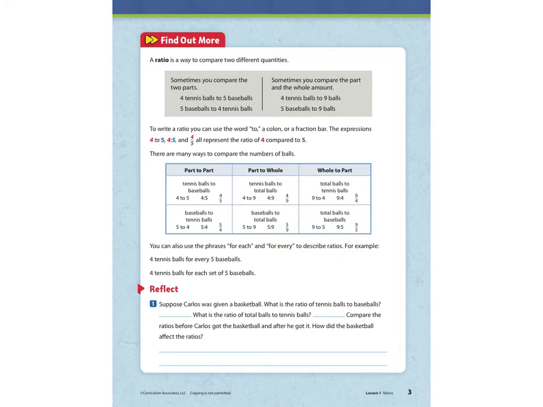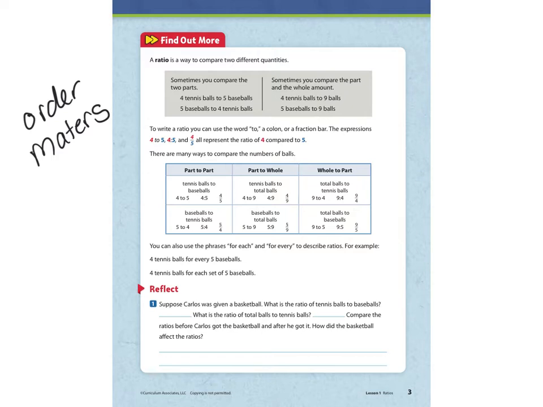Sometimes you can compare the two parts. So if we're looking here, 4 tennis balls to 5 baseballs, you can also flip it and say 5 baseballs to 4 tennis balls. This is when order matters. And I know you've heard us say that before. You're going to hear it plenty of times. In a ratio, if they say baseballs first, then tennis balls, you have to write the baseballs first. So make sure whatever words are in the statement, that's the word order you're using.